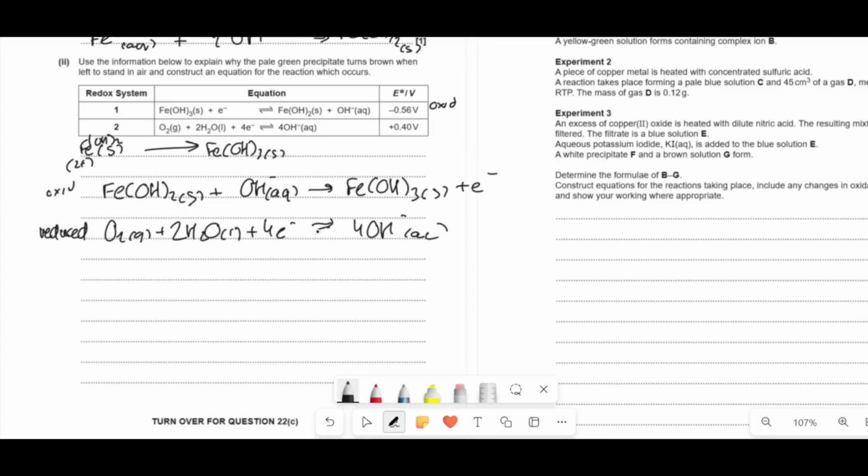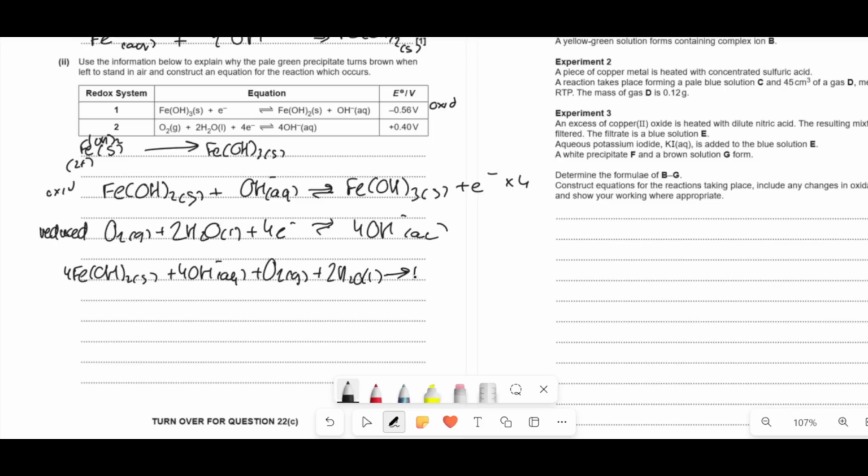Remember that these are still equilibrium things, right? So it still happens, but that's happening that way. Now what we do is like we always do, we times that by 4 and we put them together. So if I just combine those now, we get 4Fe(OH)2 solid plus 4OH- aqueous plus O2 gas plus 2H2O liquid. Well, you don't need the 4e- because they cancel out now.